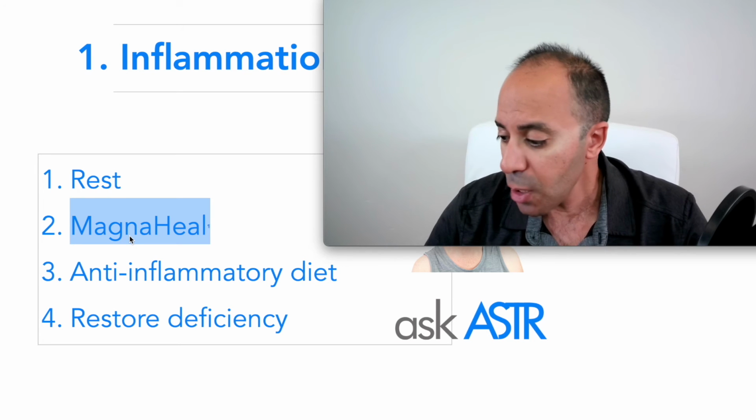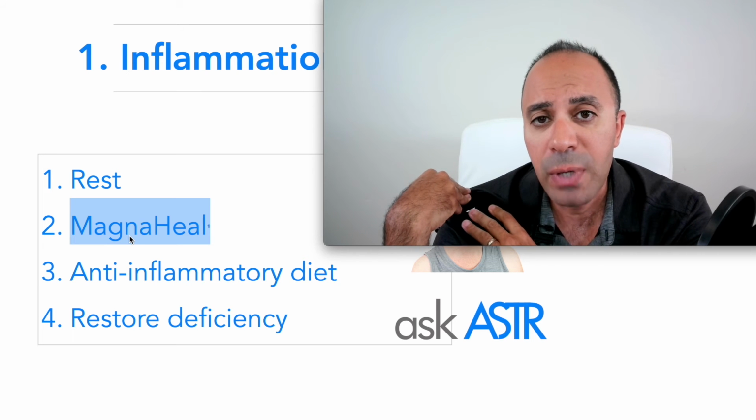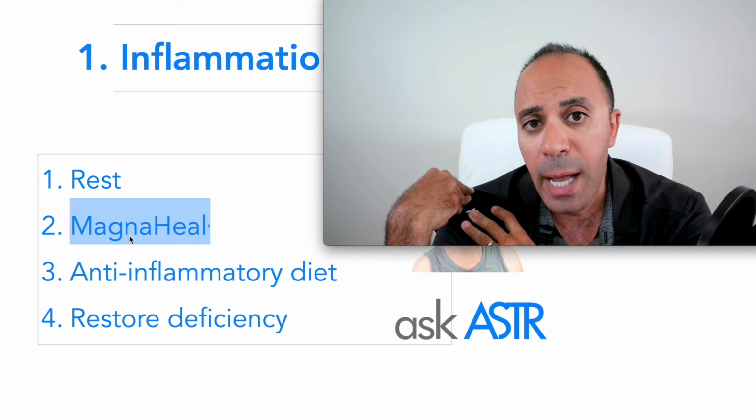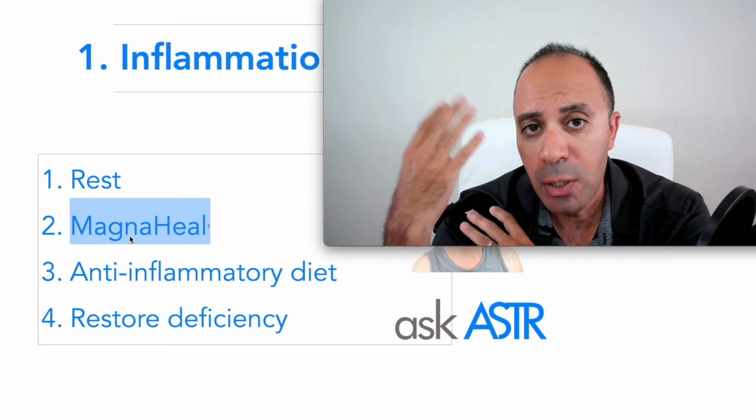So what I personally use is a Magna Heal. It's a very strong magnet with a range of about 3 inches, so it can penetrate the body 3 inches. I just have the patient wear it, so they can use it while walking, sleeping, or throughout the day.